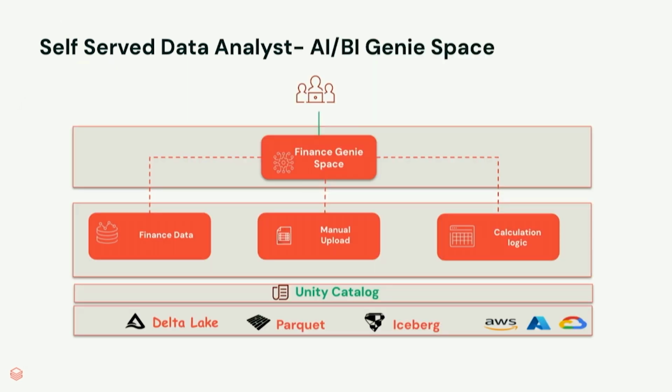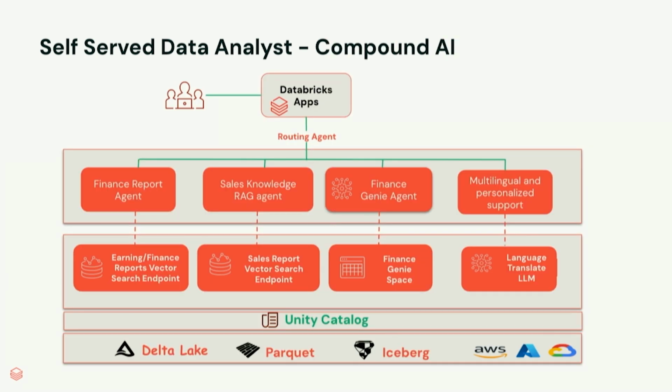So what I will do is create a finance Genie space which will have finance data. I will have all my calculations stored in Unity Catalog under various functions, and I will also allow users to do manual upload. I will take this Genie space and put it into an agent. So then I will have a finance Genie agent.